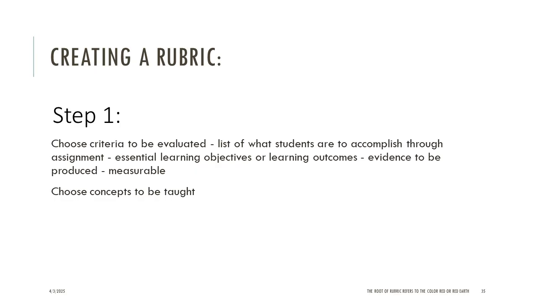So the first thing, step number one, I'm going to choose the criteria to be evaluated, a list of what students are to accomplish through the assignment, and then the essential learning objectives or learning outcomes. I'm going to list them in front of myself, along with the evidence to be produced, and they have to be measurable, because if I look for a dream, or something that does not exist, I'm not going to create criteria that are not measurable. And what are the concepts that I'm going to teach the students?